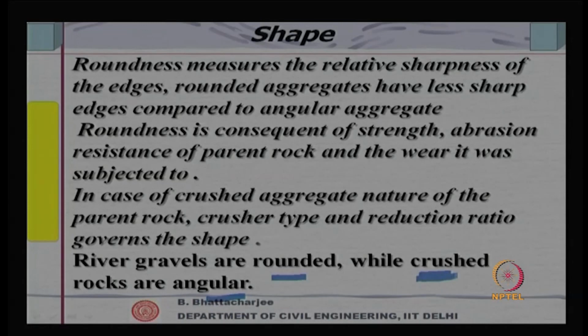It is crushed between the crusher jaws. So, it is unlikely that it will be rounded. So, crushed rocks are generally angular.